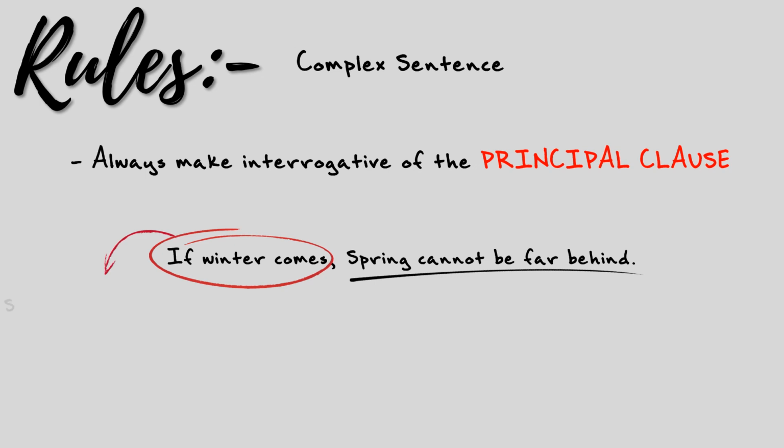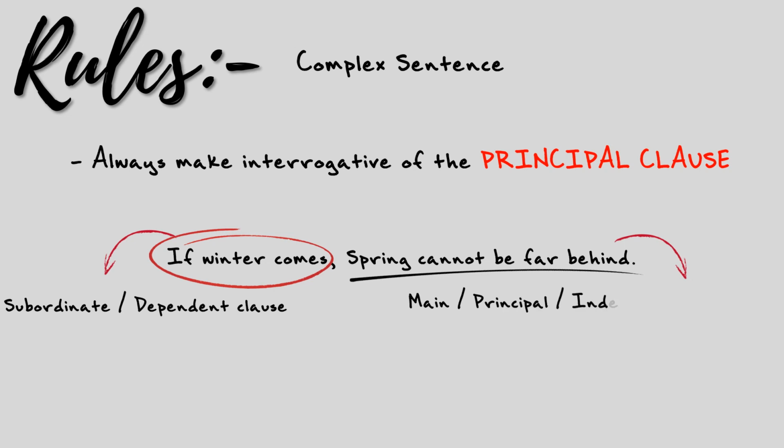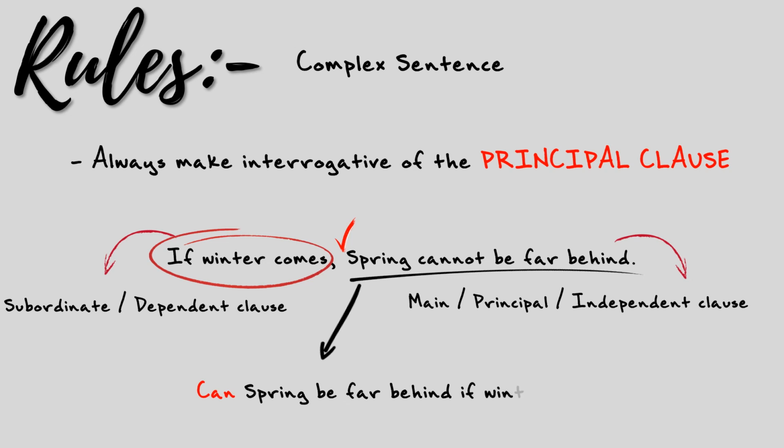So the first one is a subordinate clause or helping clause or dependent clause, and "spring cannot be far behind" has no linker, so it must be the principal clause or the main clause or independent clause. So we must make an interrogative sentence of this clause. So what will be the answer of this complex sentence? "Can spring be far behind if winter comes?" Question mark.